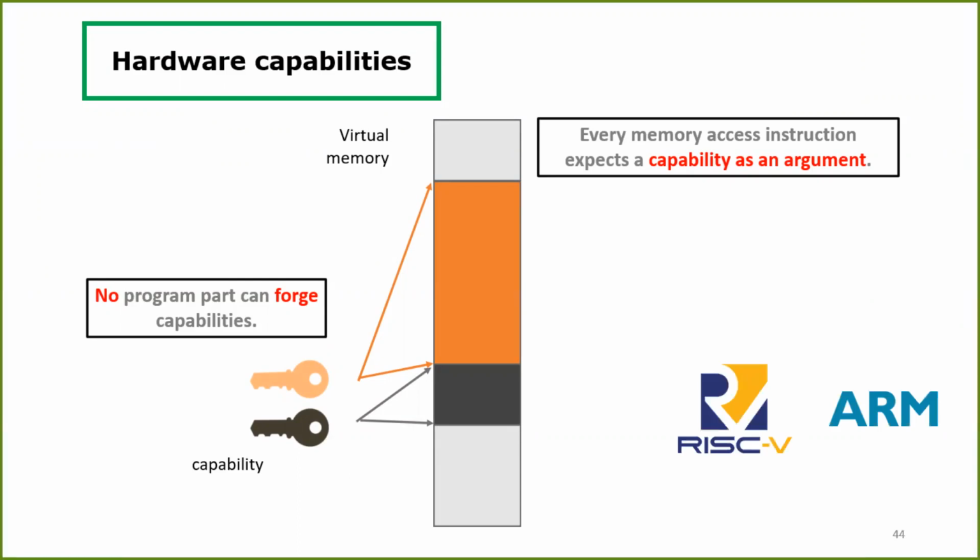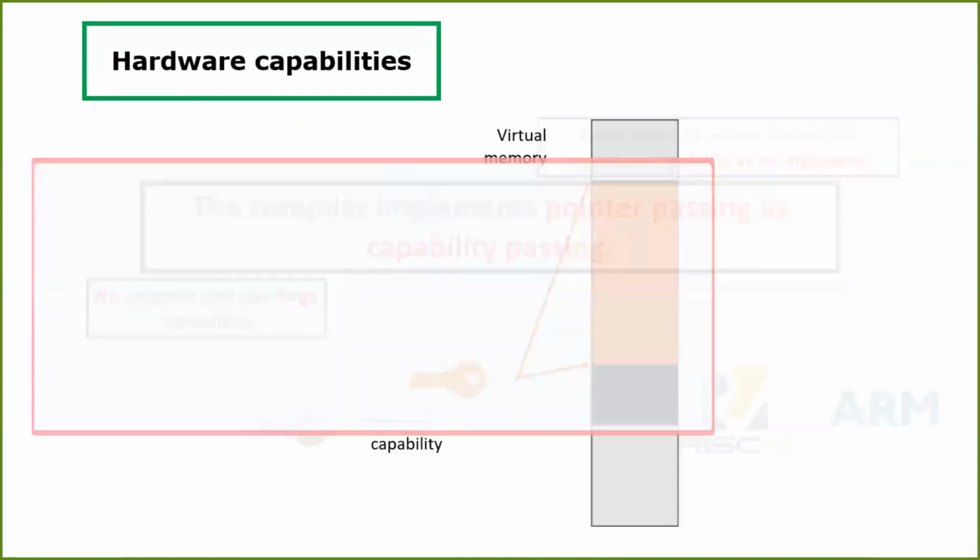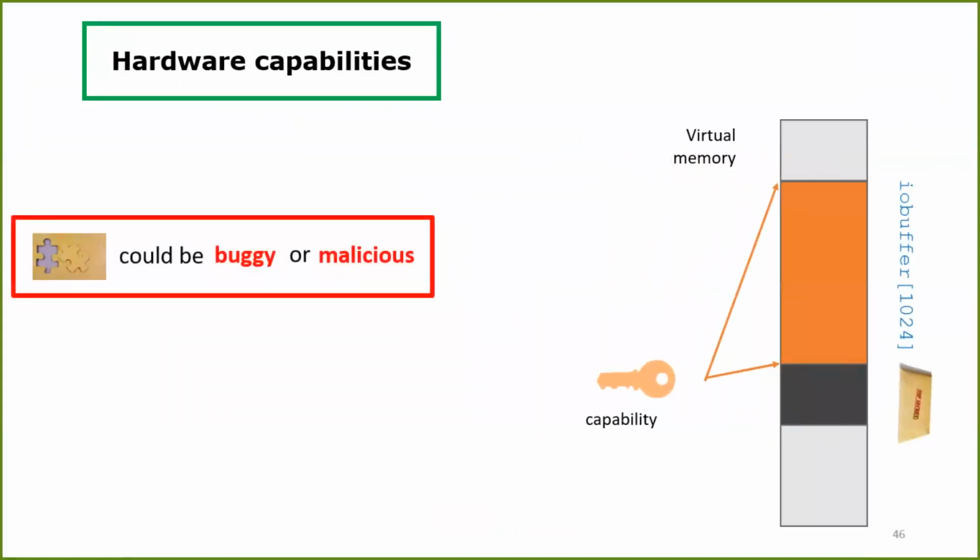There is an extension of RISC-V with hardware capabilities called CHERI. Also, ARM is experimenting with a similar extension for its architecture. By relying on such an extension, a C compiler implements pointer passing as capability passing, and we prove for a model of such a compiler that it is secure. Hardware capabilities help defend against a buggy or a malicious library. Imagine that the I/O buffer and the secret variables from the example from before are allocated to these orange and black regions of the memory, respectively.